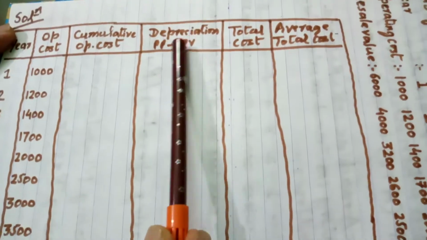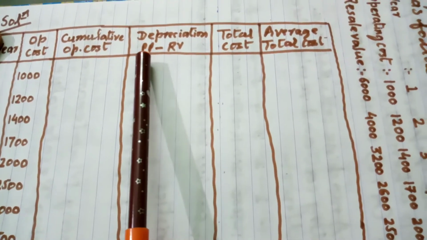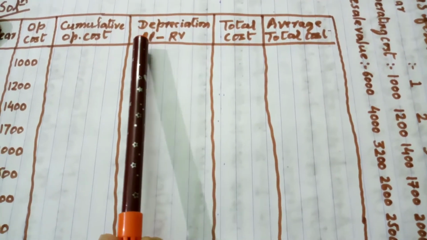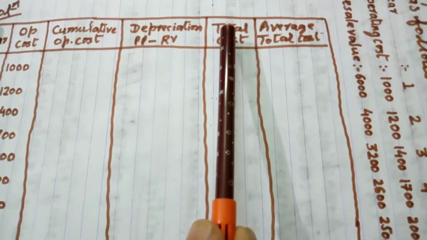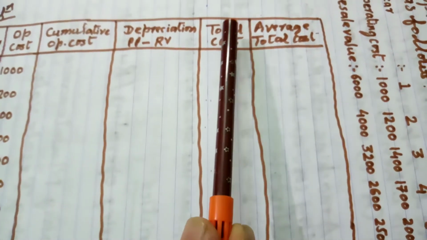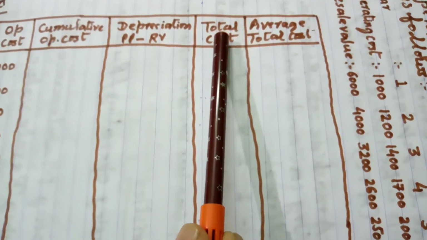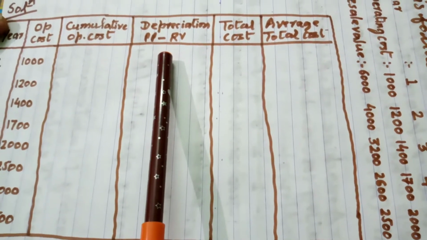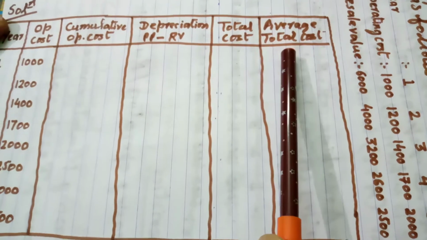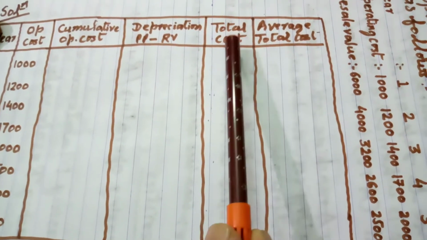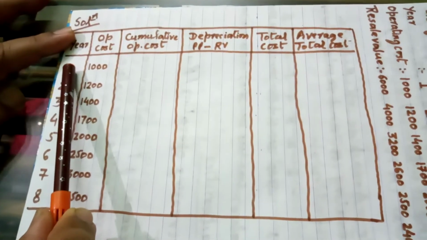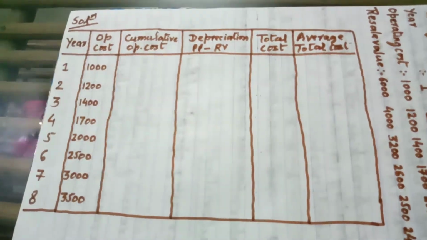The third column is cumulative operating cost, where we will total these operating costs year wise. Then the next column is for depreciation, which will be calculated by subtracting the resale value of the machine from the purchase price of the machine. Then the next column is for total cost, and in this column we will add the figures of cumulative operating cost and the depreciation column. And average total cost will be found out by dividing the total cost of that year by the number of that year. So let us see it.